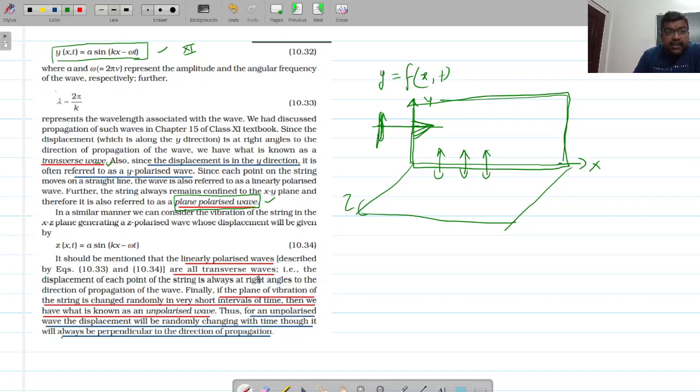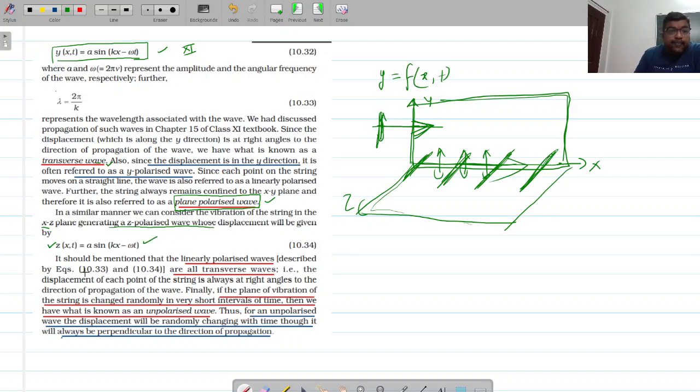Now there is another example: similarly, we can have the vibration of the string in the xz plane, generating a z polarized wave whose displacement will be given by z(x, t), meaning now the vibrations are confined to the xz plane. Again the wave will be propagating along the x-axis, but the particles will be vibrating like this, in the xz plane. So for that we will have this equation.